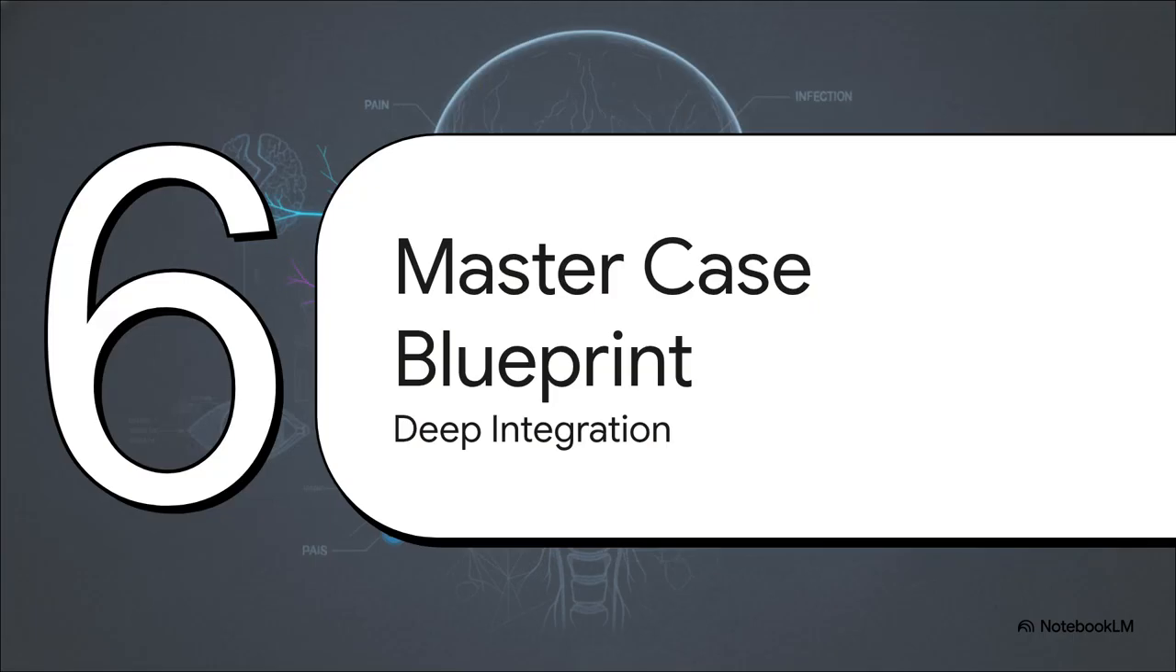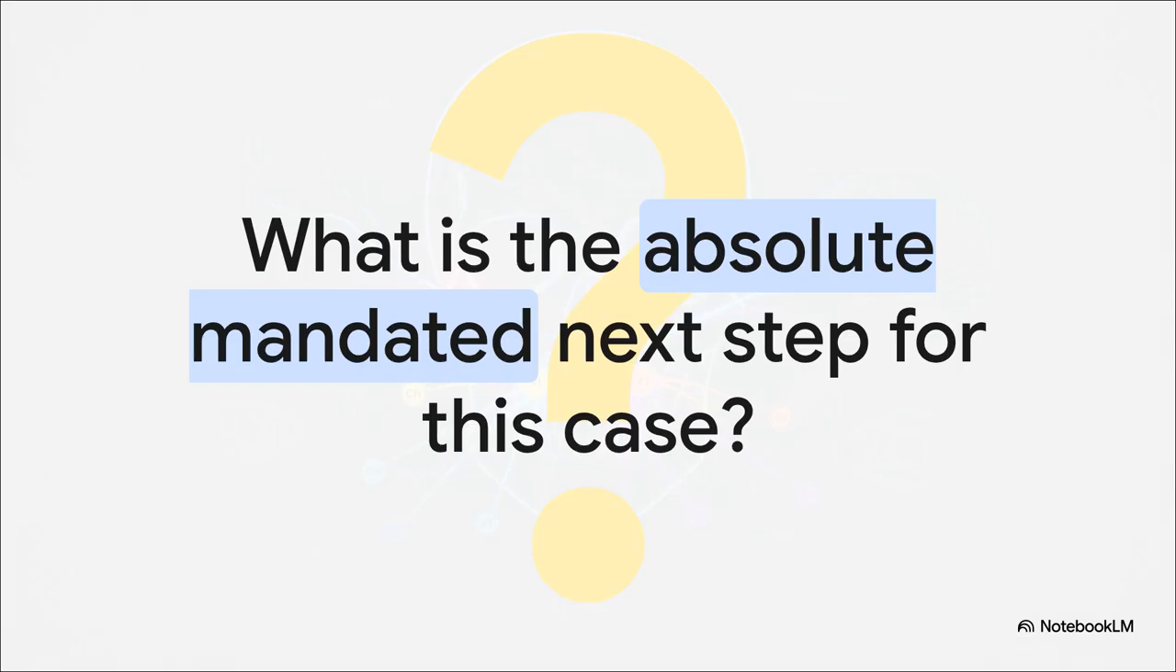Module 6, the Master Keys Blueprint. It's time for testing deep integration. Let's analyze the structural blueprint for this patient profile. We have a 14-year-old male with a 5-day history of acute ethmoid sinusitis. He presents with right-sided periorbital swelling, a severe right-sided headache, and a fever. Now, over the last 12 hours, his left eye has also started to swell. On exam, the right eye is intensely erythematous with marked proptosis.